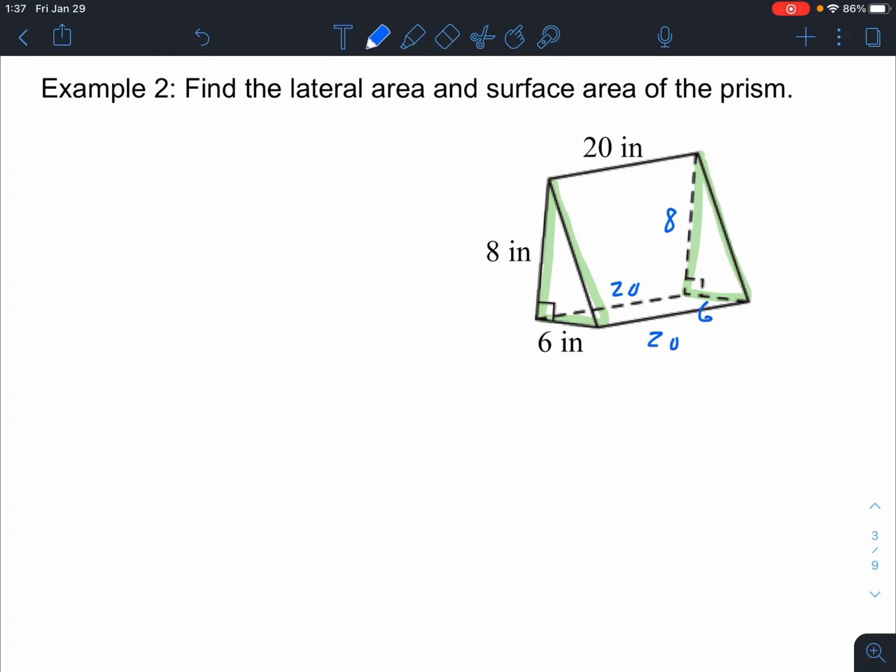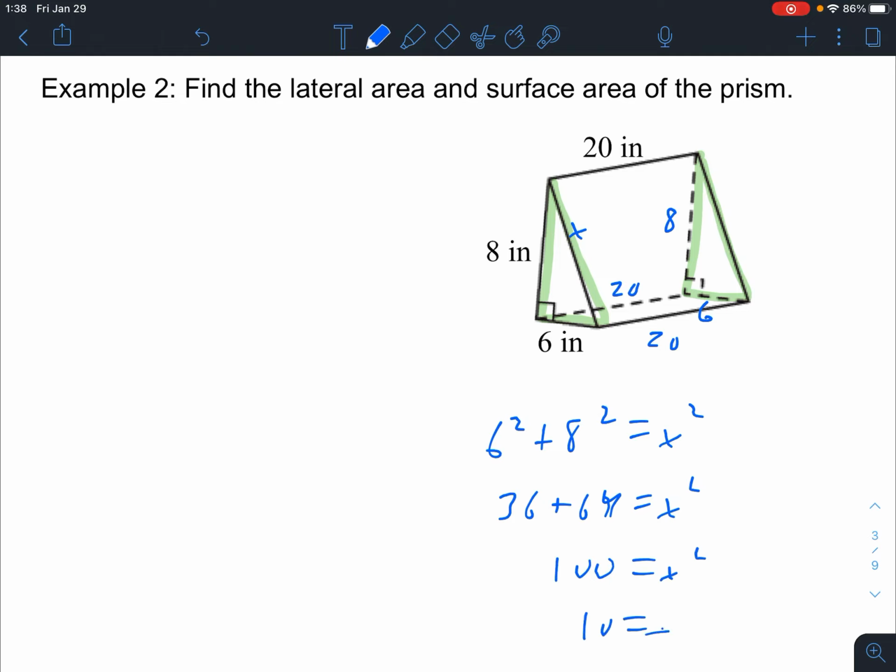Well, the first thing we should probably do is find the length of this side here, and we can do that by using the Pythagorean theorem. So if we call it x, then we have 6 squared plus 8 squared equals x squared. And just solving that, we would get our side to be 10. Which means the side over here is also 10.